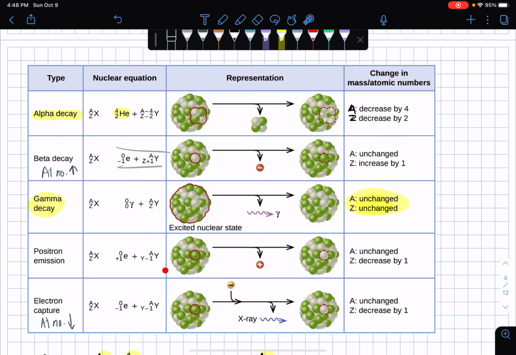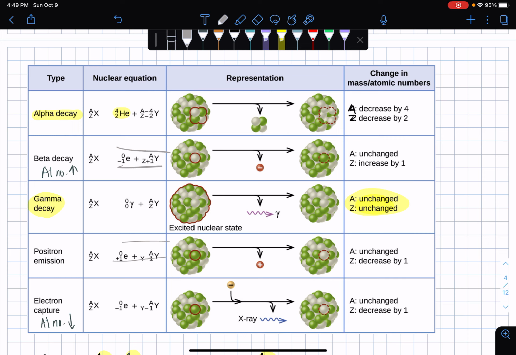You can associate it with both the atomic number and mass being unchanged. For positron emission, it's basically the opposite of beta decay and electron capture. Since you know that the electron capture is the same as beta decay in a certain way, you could say that positron emission is the opposite of both of them. So for positron emission, the atomic mass remains unchanged, and the atomic number would decrease by 1 in the context of this expression.